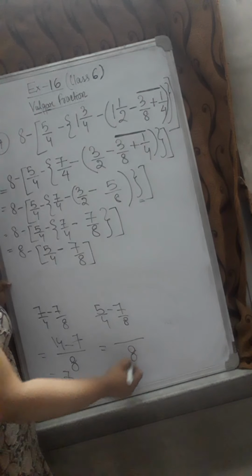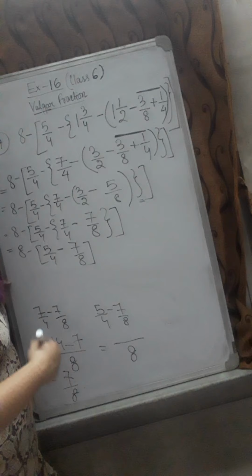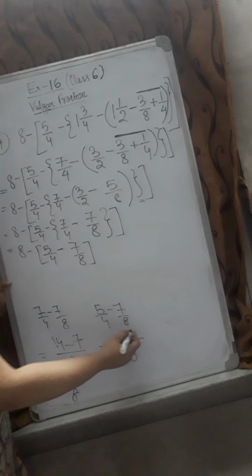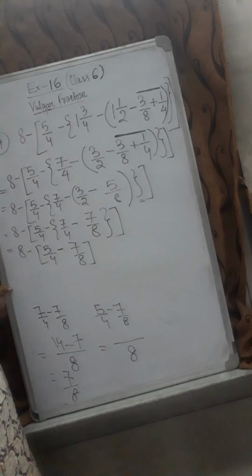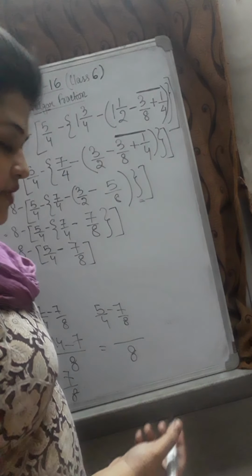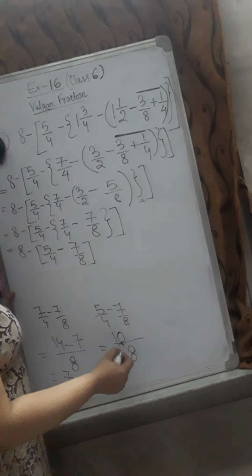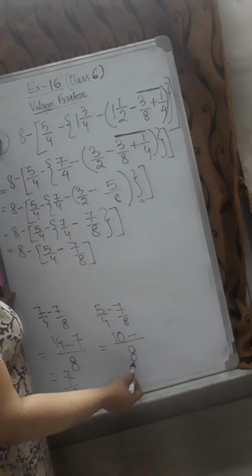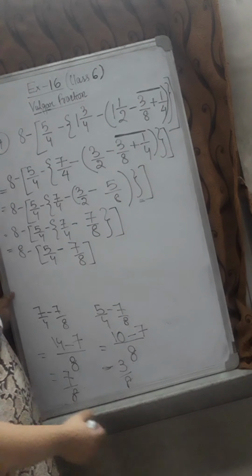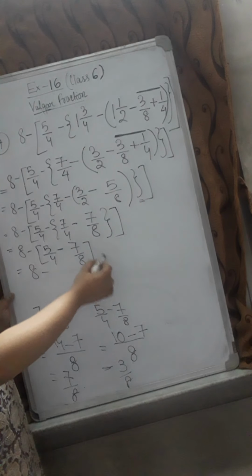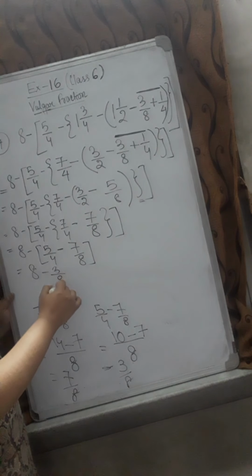LCM of 4 and 8 is 8. So once you find the LCM, you can use the value for the next if you get the same denominators. Because the same denominators will always have the same LCM, so why waste time finding it? So 4 2s are 8, 2 5s are 10, minus 8 1s are 8, 1 7 is 7. So it is 3 by 8. So the answer of the third bracket after solving is 3 by 8.